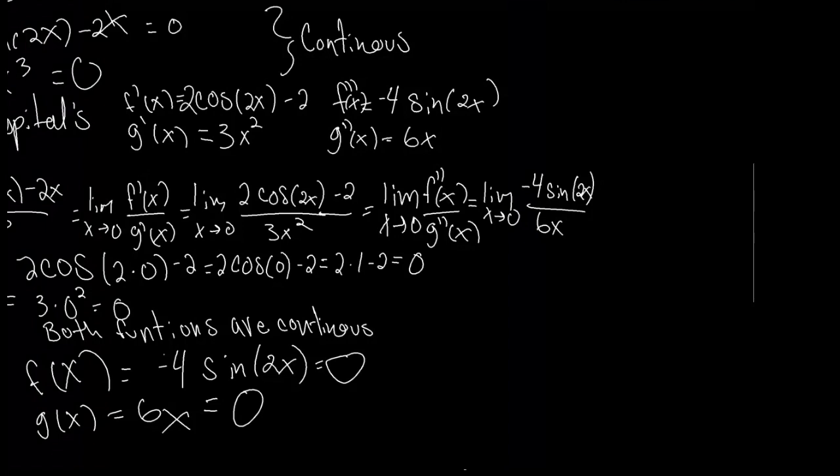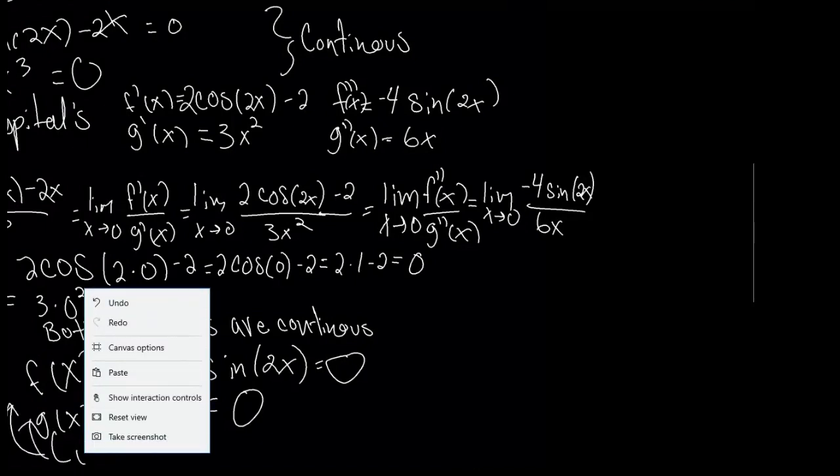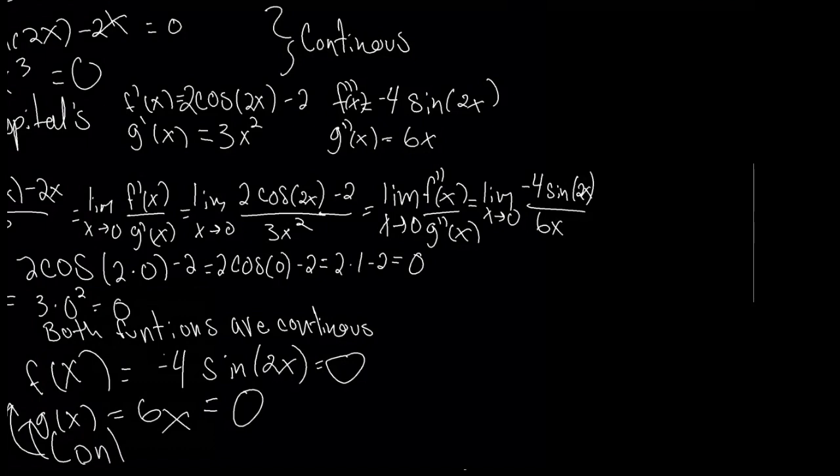And we can continue to say that both f of x and g of x are continuous. Now that we know that they're still indeterminate and they're still continuous, we can continue to say that by L'Hopital's rule, the limit as x approaches 0 is still equal to f triple prime of x over g triple prime of x.